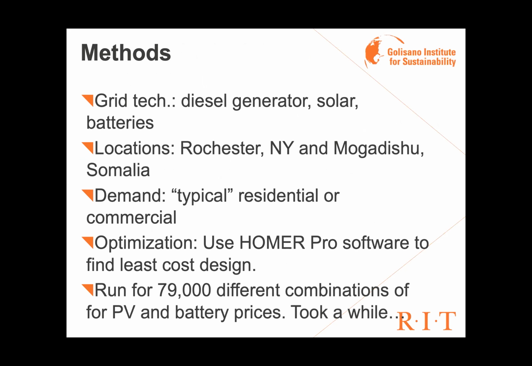So methods, we pick a set of technologies. In this case, it'll be three: diesel generator, solar, batteries, a couple of locations, a northerly and an equatorial one, and a couple of different demand patterns. And to find the optimal least cost system, we're going to use HOMER Pro software. It's a standard in the microgrid world. And then we're going to run 79,000 different combinations of PV and battery prices. And you can imagine this took a little bit of computing time. So let's go straight to some results.